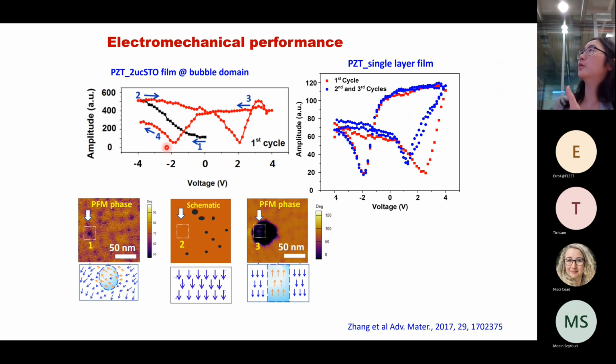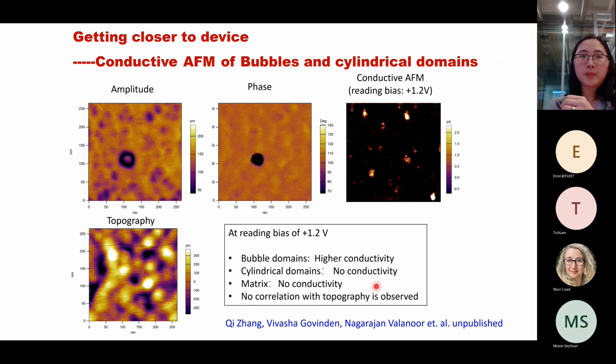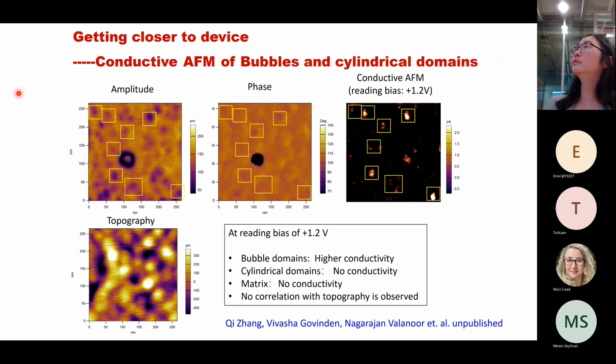And in the next cycle, we can see that from 0 to -4 volts, it gives a much lower response. So this confirms that there is a structural difference between the bubble domains and the conventional domains. Another very exciting property we found is that these nanoscale bubble domains show high conductivity. We can see that this is a bubble domain, and it gives a high current.